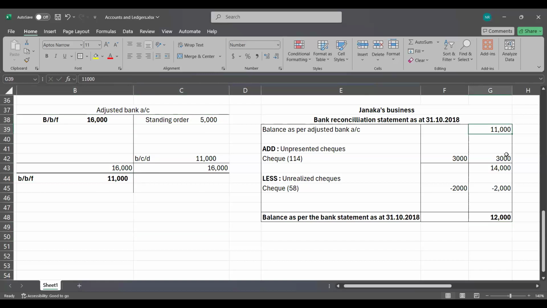And with this, you add the unpresented checks of 3,000. In total, you get 14,000. So 14,000 subtract 2,000, which is the unrealized checks, and you get the final answer as 12,000. So 12,000 is going to be the balance as per the bank statement. Are we all good with this, guys?